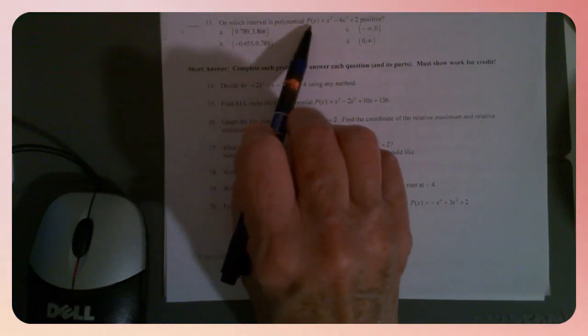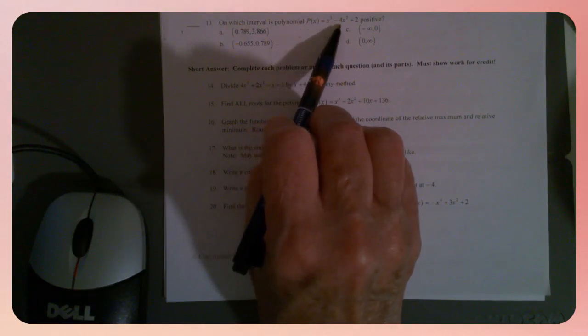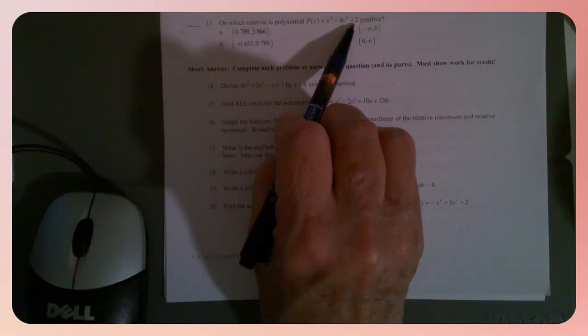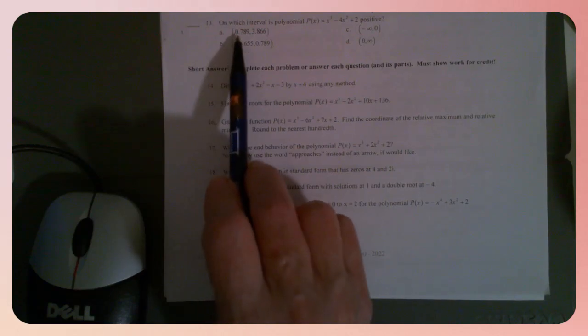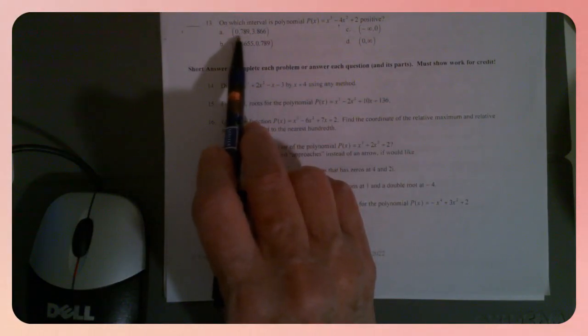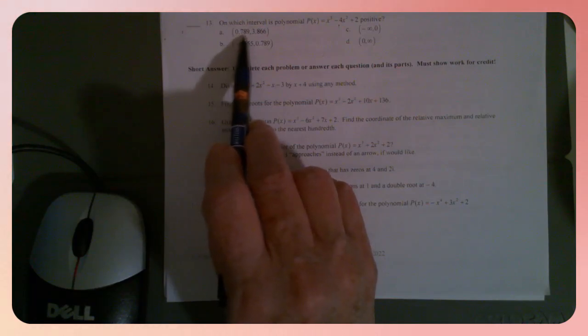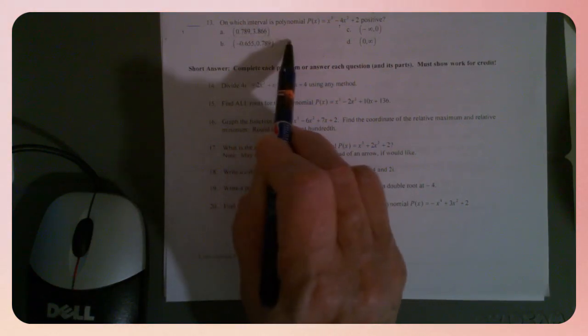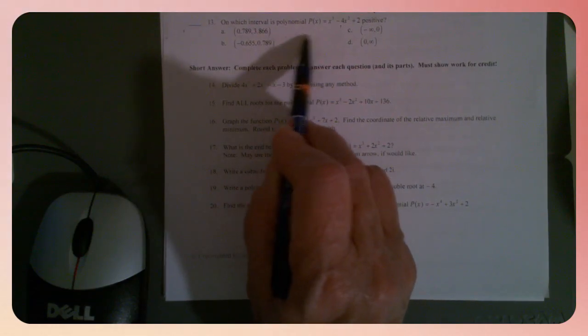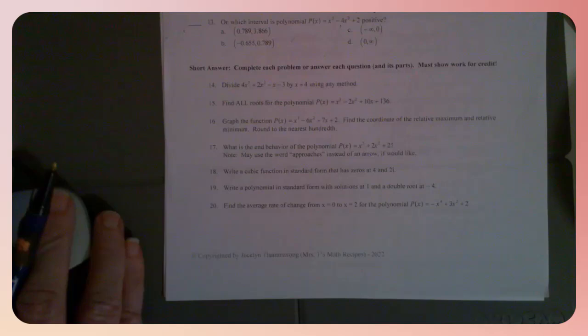All right, question number 13. On which interval is this polynomial p of x equal x cubed minus 4x squared plus 2 positive? So again, we need to graph it, and we need to look at what interval this is going to be going up. Okay, so we look at these points, where x starts here to 0.789. We move up where x is 3.866, and we see if it's always positive above the x-axis. All right, so give me a minute to graph that, and we'll pull it up.